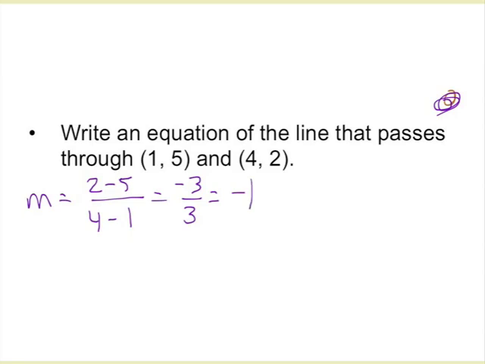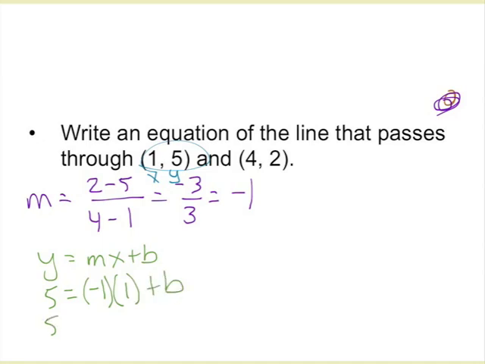Then select one point that you like better, it does not matter which one, to be your x and y. Then use your m that you just found, your x and your y, to plug into y equals mx plus b. So I chose to use the y as 5. We found m is negative 1. I need the x of 1, and I don't know the b value. I get negative 1 when I multiply, and 6 when I add. So my final answer then should be y equals negative 1x plus 6.